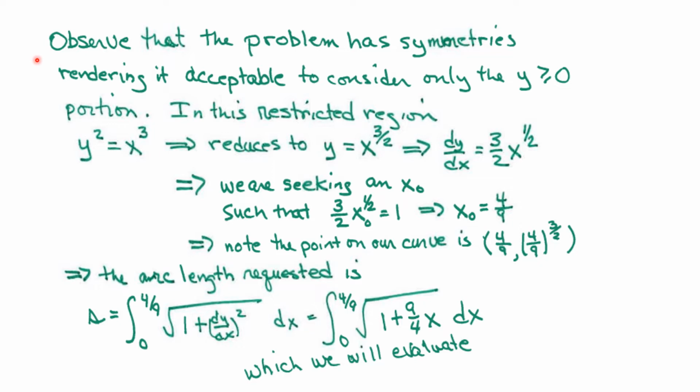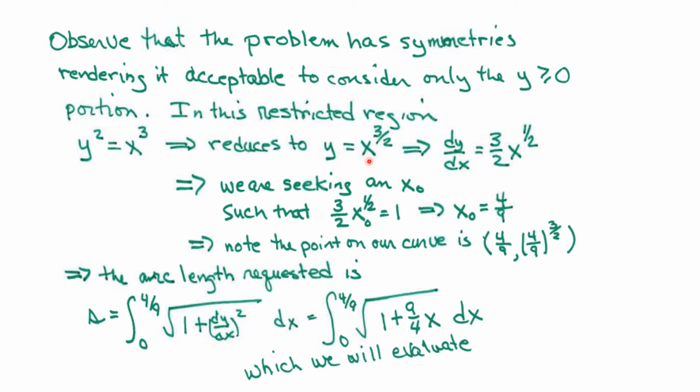So observe that the problem has symmetries rendering it acceptable to consider only the y greater than or equal to 0 portion. In this restricted region, we have y squared equals x cubed, which reduces to y equals x to the 3/2. Because we need the slope of the tangent line to equal 1, and we also need the derivative for the arc length formula, we're going to take the derivative of y equals x to the 3/2.